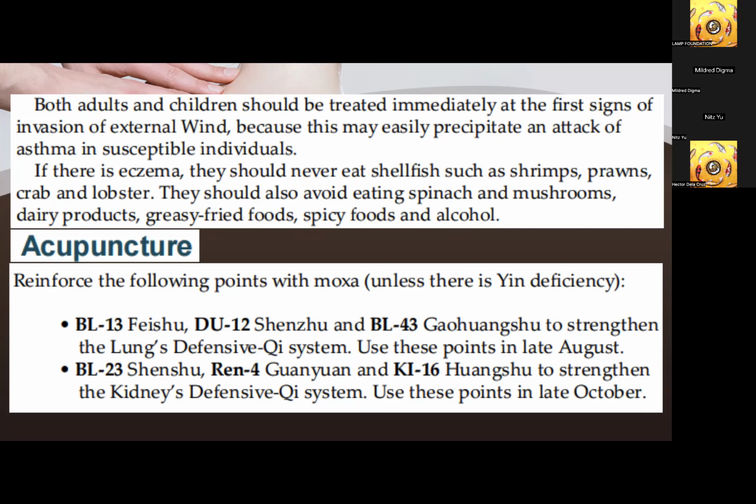Regarding naman sa acupuncture, reinforce the following points with moxa, unless there is yin deficiency, remember. Bladder 13, bladder 12, bladder 43 to strengthen the lungs defensive system. Use these points in late August. So, ano po ninyo to? Screenshot ninyo. Bladder 23, ren 4, and kidney 16 to strengthen the kidney's defensive system. Use these points in late October. Yan ang advice. Okay?